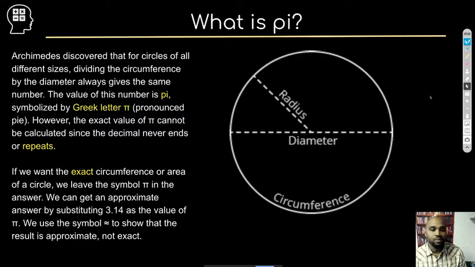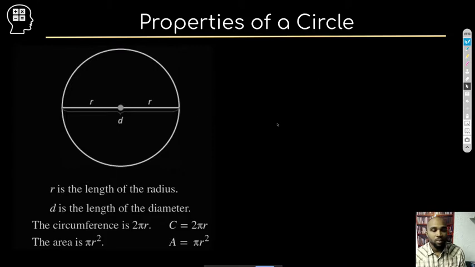And here are some more properties of the circle.